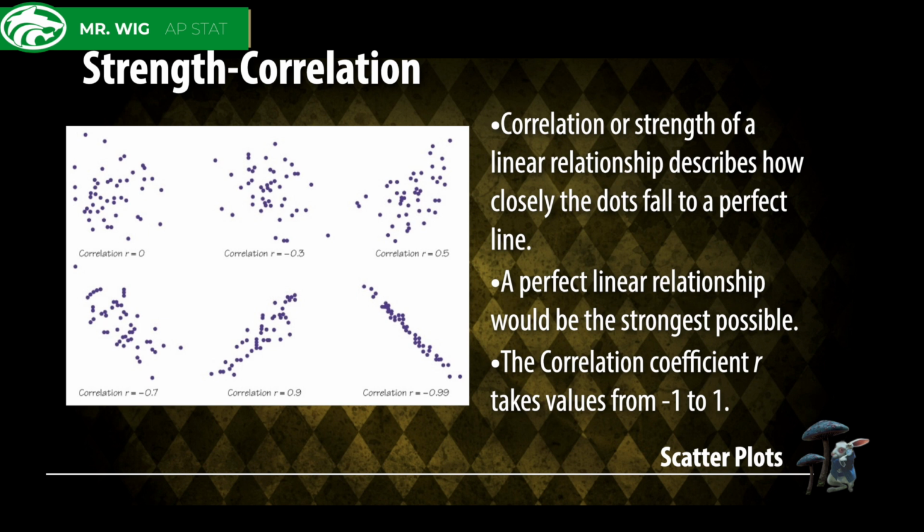Remember, positive and negative isn't about strength. Positive and negative is about direction. They're leaning to the right, to the left. A positive slope or a negative slope. How close the dots are to a line, that's the value. The closer to 1 or -1 you are, the stronger the relationship. The closer to 0 you are, the weaker the relationship.